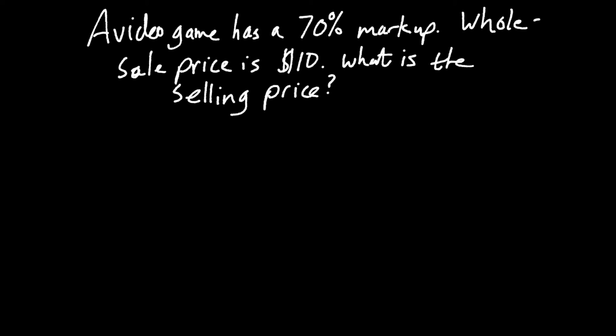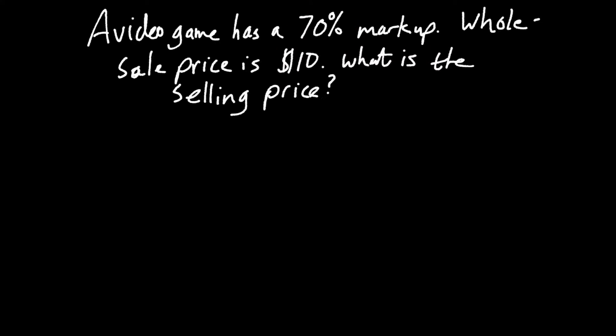So you have a markup, which can be pretty much whatever the store owner wants, although there is something called MSRP, which is the manufacturer's suggested retail price, but we're not going to get into that. We just need to work on solving this problem. So we are marking up the wholesale price, which was $10, by 70%.